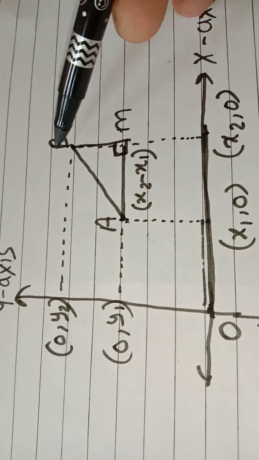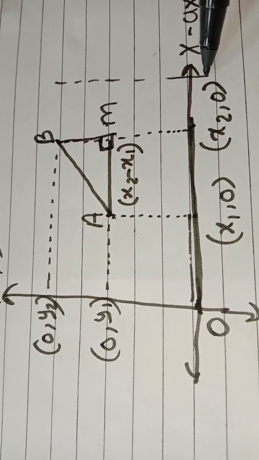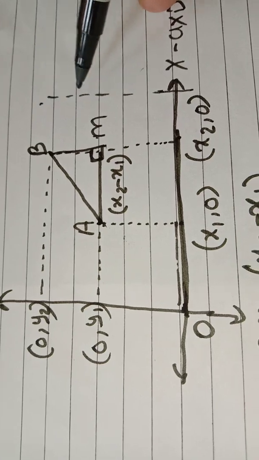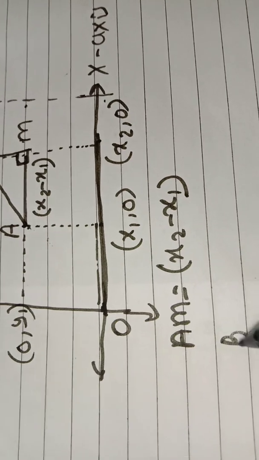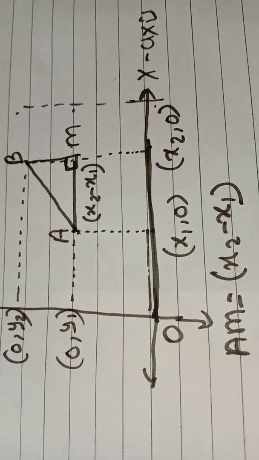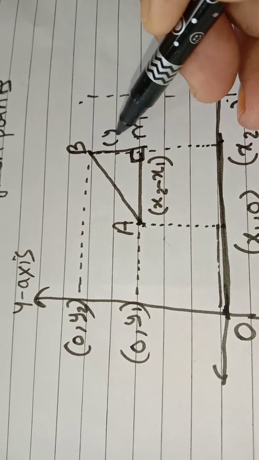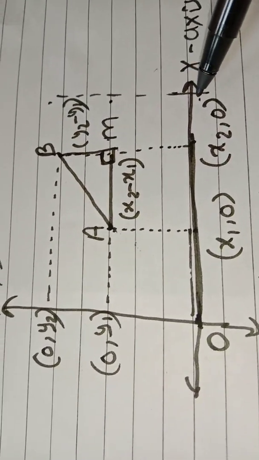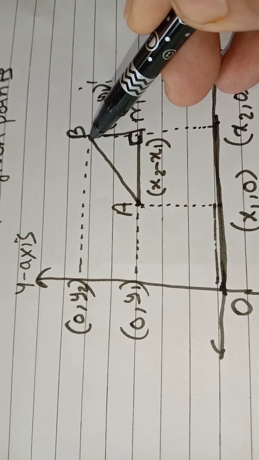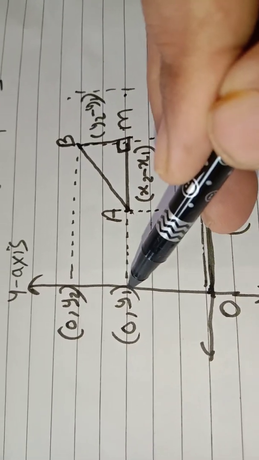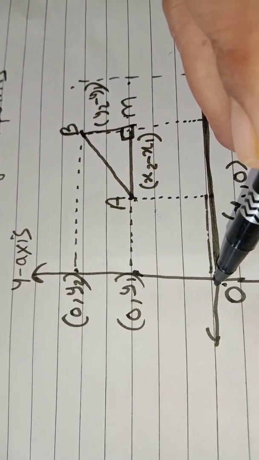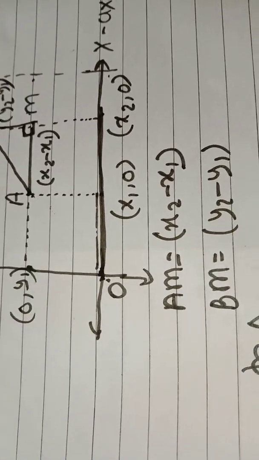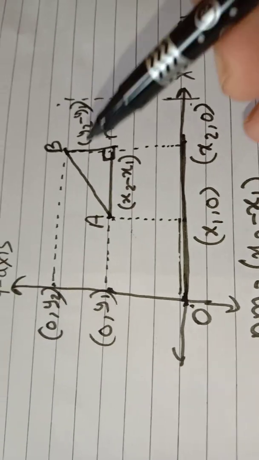In the same way I am going for BM. The total distance is what? From here it is y2 from the origin, and from the origin this distance is y1. So BM can be written as y2 minus y1. You can see from the origin the total distance up to B is y2, and from the origin it is y1. So what is the remaining distance BM? BM will be y2 minus y1. Clear?